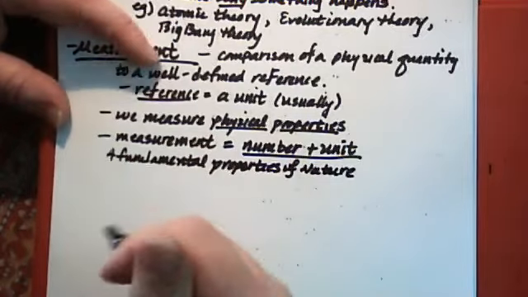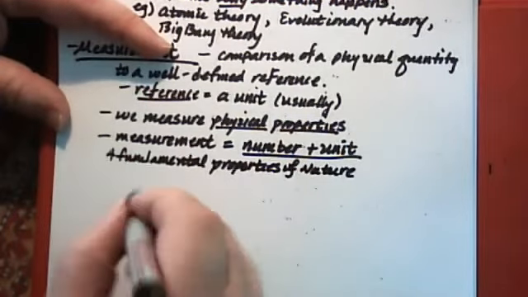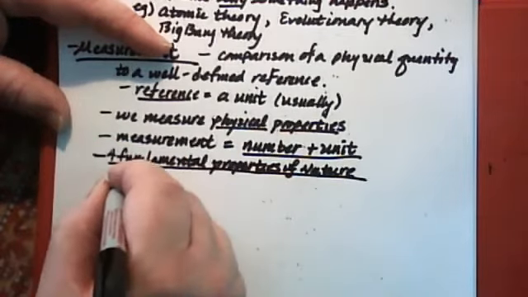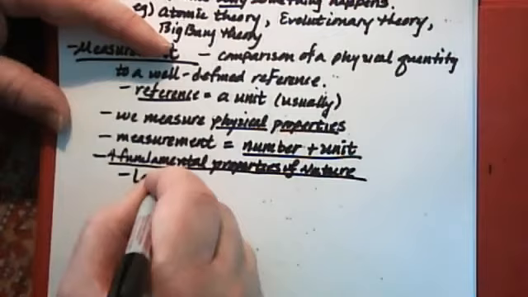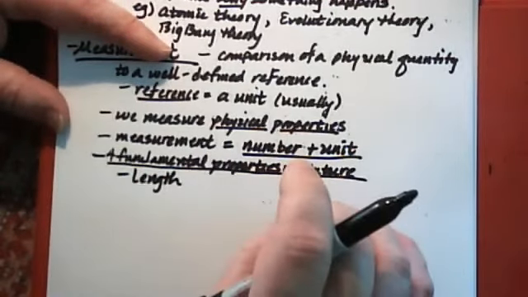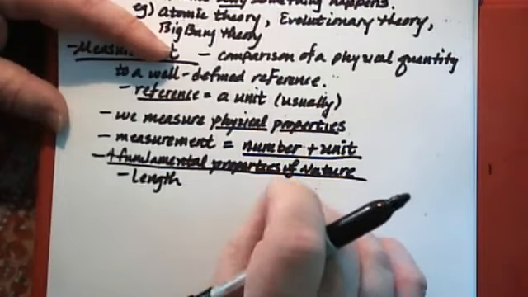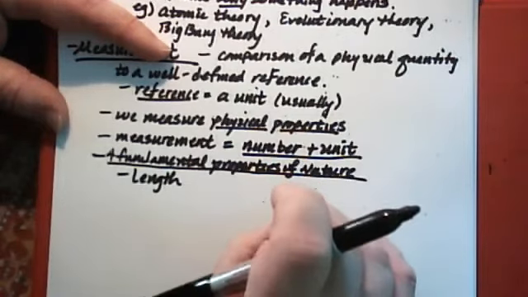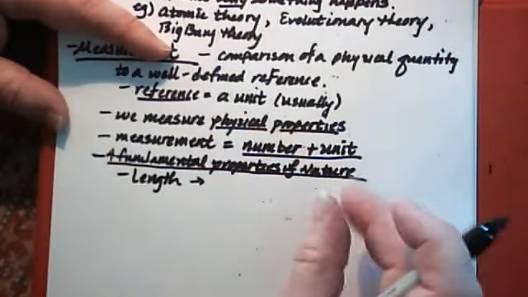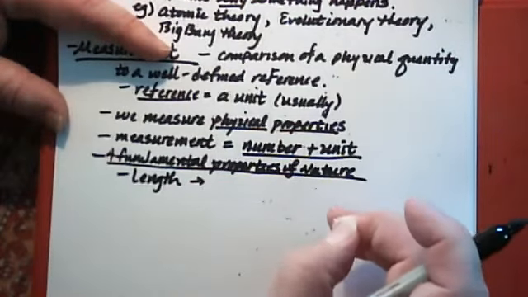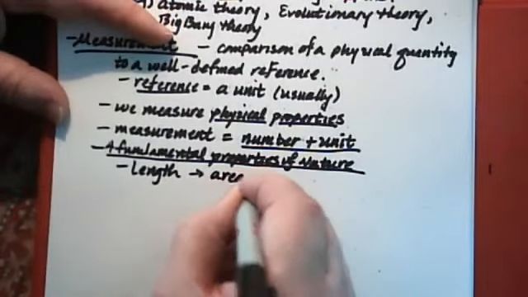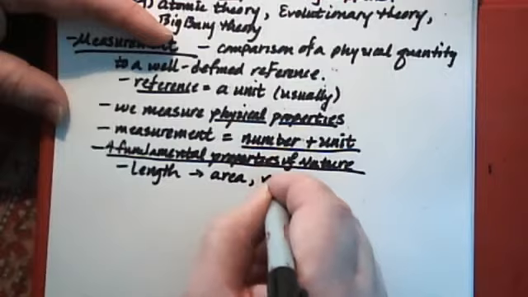So there are four fundamental properties of nature that we tend to want to be able to measure. And one of those would be length. And remember, some of these units can actually lead to what are known as derived units or derived measurements. So length, if you take length times width, width is just length seen from a different angle, basically. So length units can also lead to area or volume.